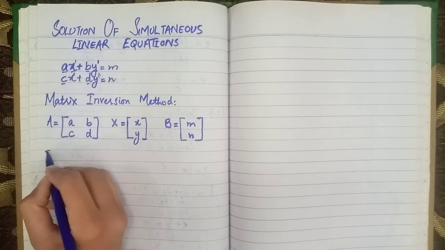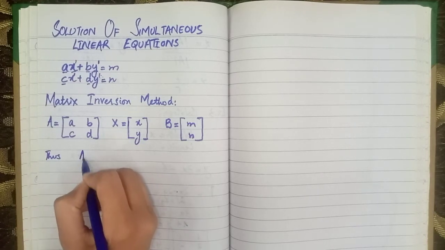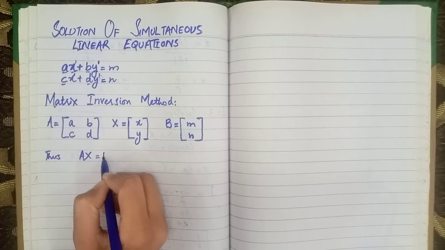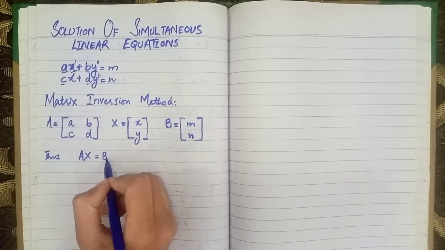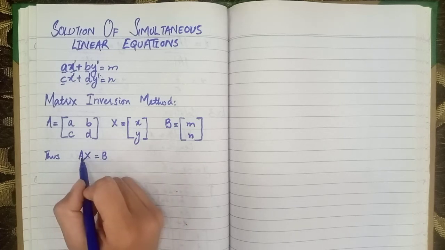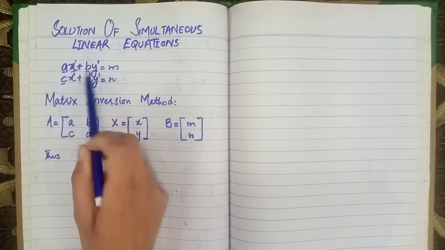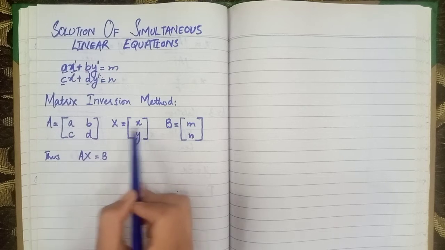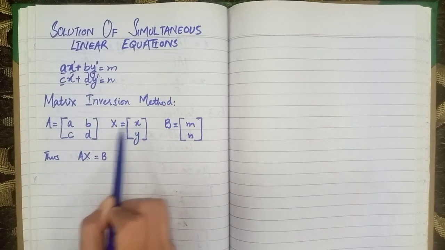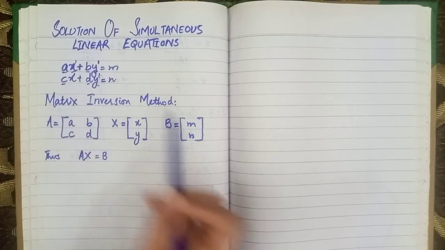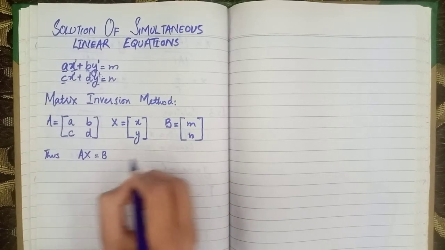Thus, the equation will become AX equals B. A is multiplied with X, then equals B. See, if you multiply A with X, then you get ax plus by, the first one, and cx plus dy, the second one. So you can write it like this.